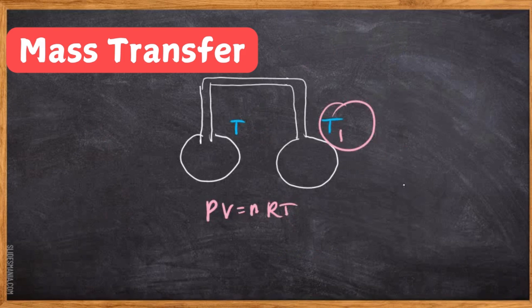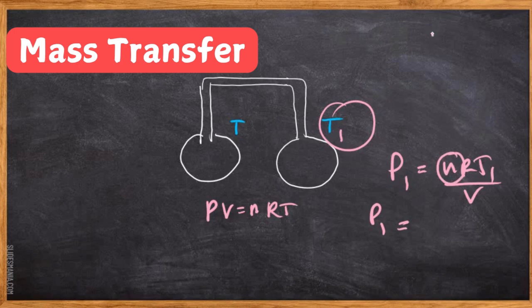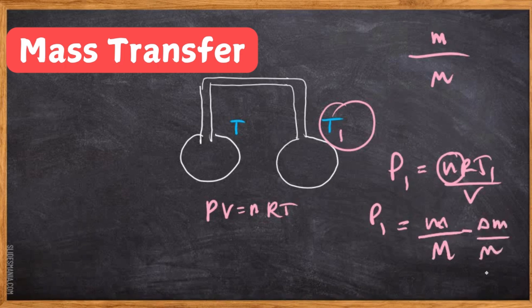So the increased pressure here, P1, will be equal to nRT1 over V. Let's assume the total mass, N is actually mass divided by molar mass. So a certain amount of mass goes out. That means we now have here M divided by capital M minus delta M divided by capital M. This is the N remaining here, with R and T dash, and V is there as well.